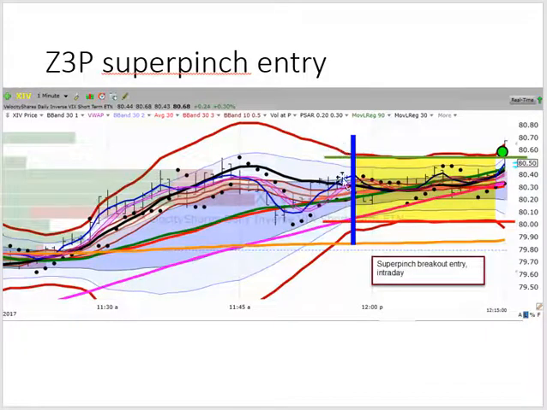Here's a Z3 Superpinch. You can see all the regression lines are inside the channel, and the channel is pinched, and we have the breakout from the Z3 lines. That's what gives us that Superpinch and the entry.